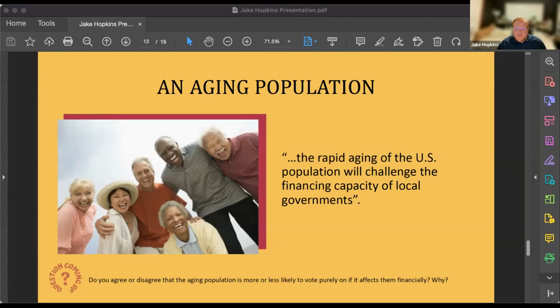Like I said, put it in the comment, unmute yourself. But do you agree or disagree that the aging population, or in general, any population, would be more or less likely to vote purely on how it affects them financially? Yes, no, why or why not? Do you agree or disagree? Faisal, yes, okay.